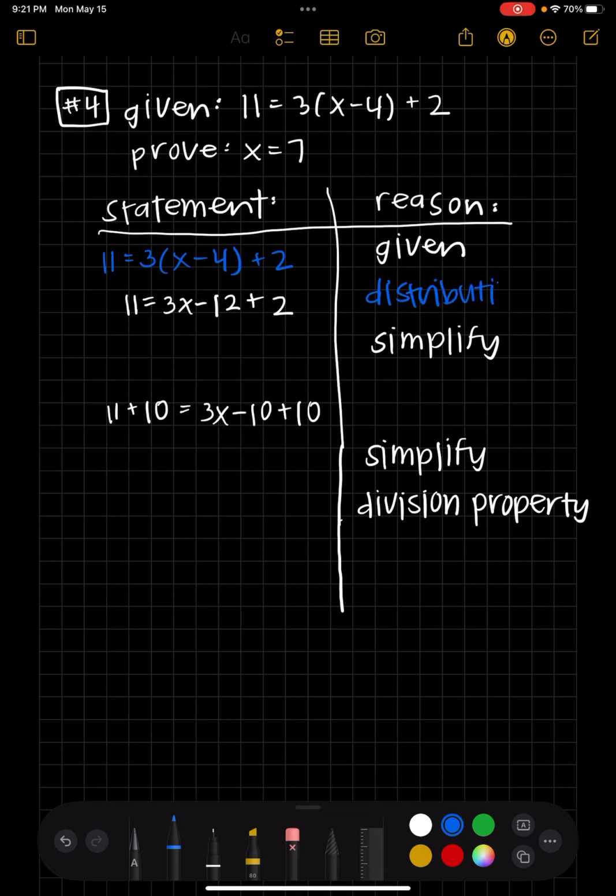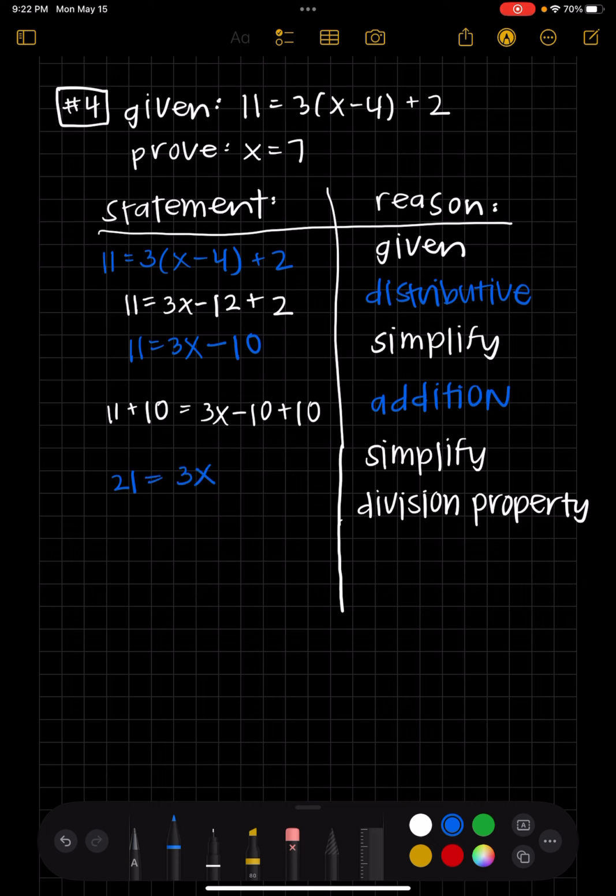Okay, then the next reason says simplify. So I think that I'm going to simplify here by combining like terms, which are the negative 12 and 2. So I'd have 11 is equal to 3x minus 10. Then the next statement is given where it says 11 plus 10 is equal to 3x minus 10 plus 10. So notice that we added 10 on each side, which must mean that we use the addition property. Then the next reason is simplify. So looks like we just have to combine like terms again, which would give us 21 is equal to 3x.